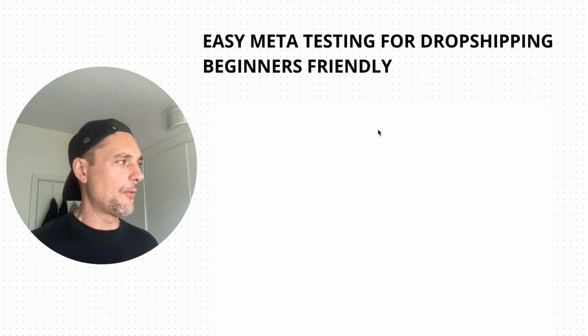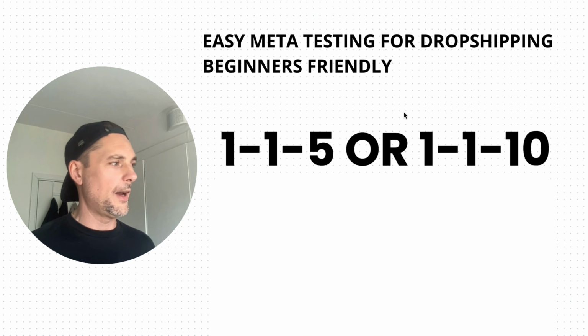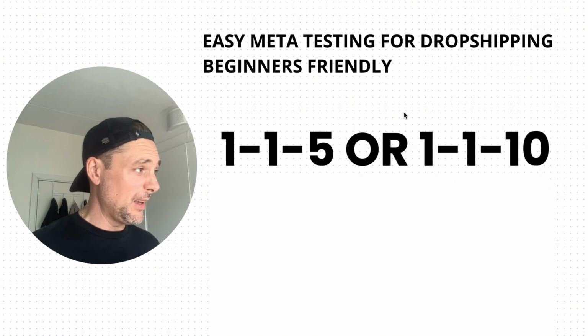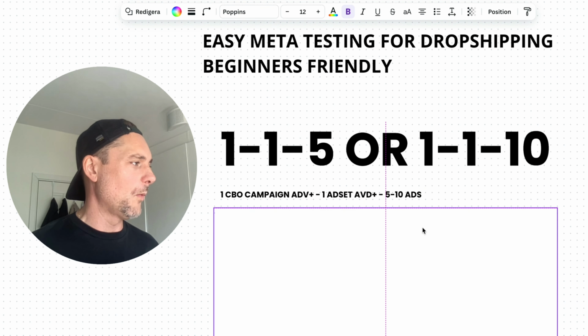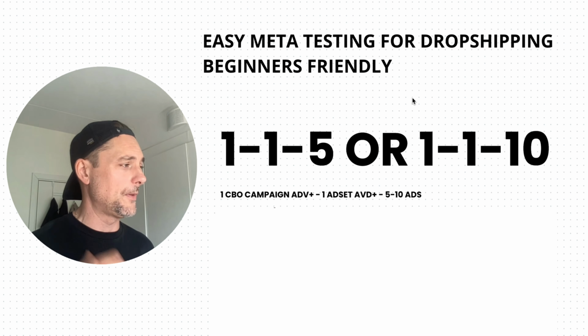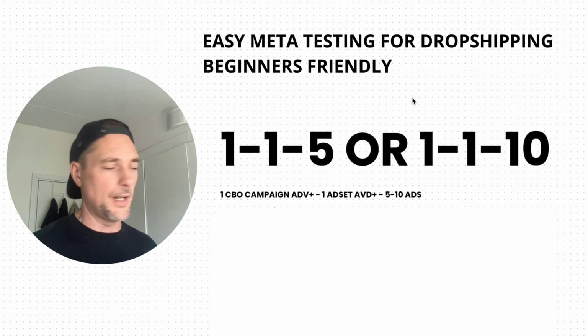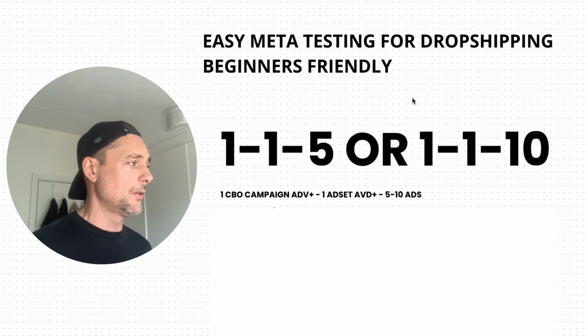So, easy Meta testing for dropshippers, beginner friendly. I do 1-1-5 or 1-1-10. 1-1-5 is when you put $50 a day. 1-1-10 is when you put $100 a day. And this means 1 CBO campaign with Advantage Plus, 1 ad set with Advantage Plus, and 5 to 10 ads. What I mean with this is if you do 1-1-5, you can do $50 a day. And if you do 1-1-10, I think you should do $100 a day. So the test will cost you $150 to $300 to validate the product.